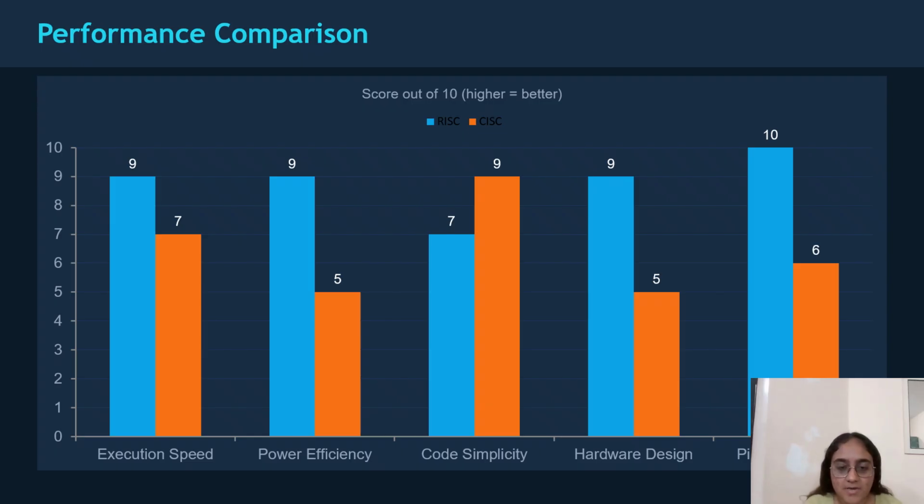However, code simplicity, meaning how compact and easy the code is to write, favors CISC with a score of 9, since one CISC instruction can replace 4 or 5 RISC instructions. Overall, RISC wins on performance and efficiency while CISC wins on code compactness.